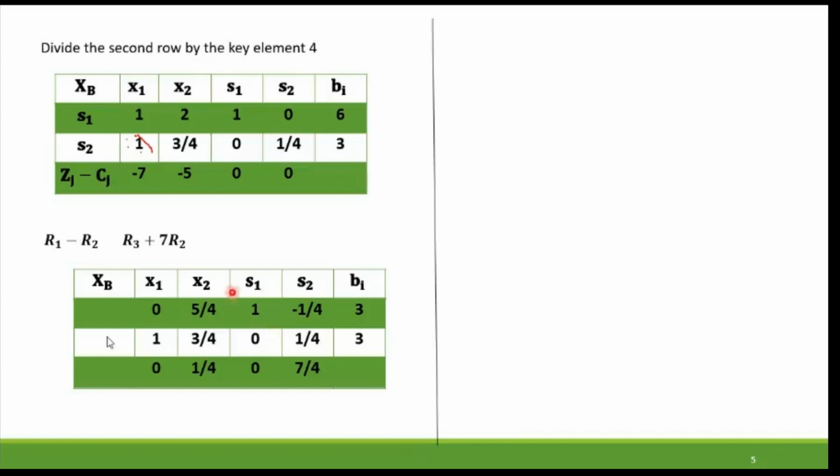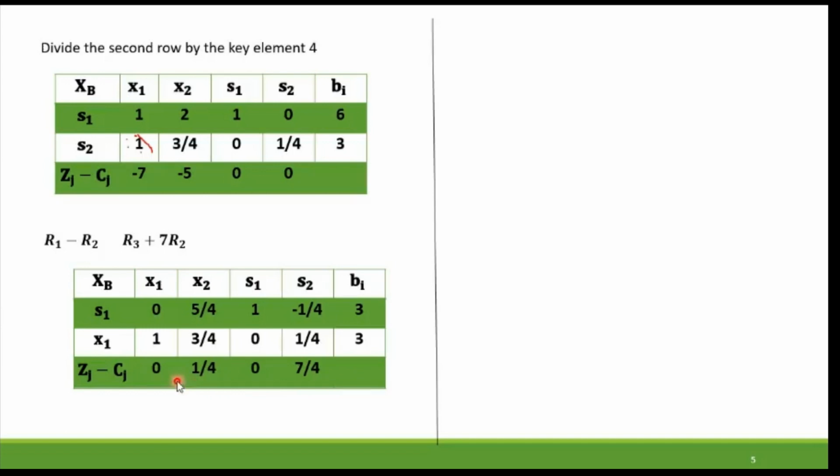तो यहां पे हो जाएगा S1. 0 1 corresponds to X1. So पहले S1 S2 था. Now it has become S1 and X1. ठीक है. And then the last, we know it is equal to Zj minus Cj. Okay.